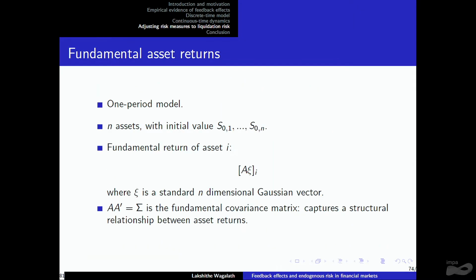So let me skip that and show you the results. So let's come back to something which is simple. You look at something which has one period, right? So assets begin at prices at time 0, and there's n assets. So S01 is the price of asset 1 at date 0, etc.